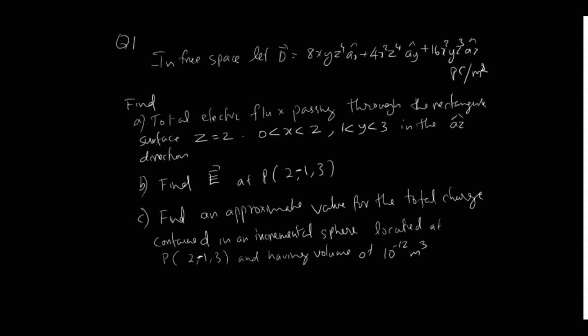In free space, let D be equal to 8xyz to the power 4 ax cap plus 4x square z to the power 4 ay cap plus 16x square y z cube az cap picocoulomb per meter square. Find, A, the total electric flux passing through the rectangular surface z equal to 2, 0 less than x less than 2 and 1 less than y less than 3, in the az cap direction. B, find the electric field intensity at P(2, -1, 3). C, find an approximate value for the total charge contained in an incremental sphere located at P(2, -1, 3) and having a volume of 10 to the power minus 12 meter cube.